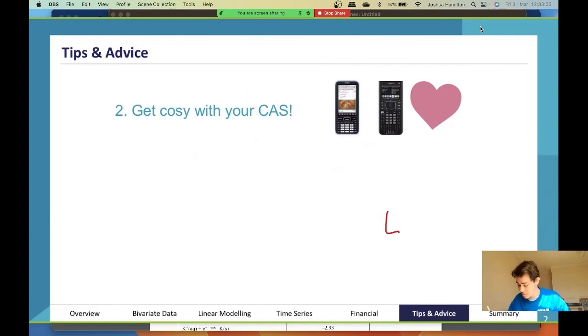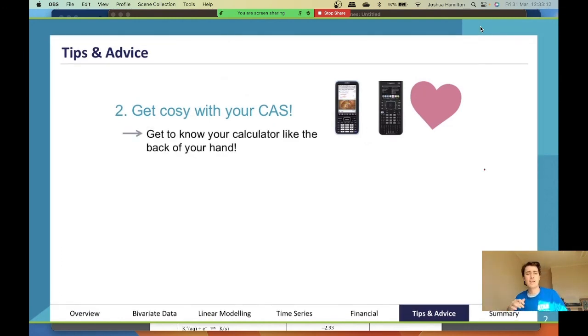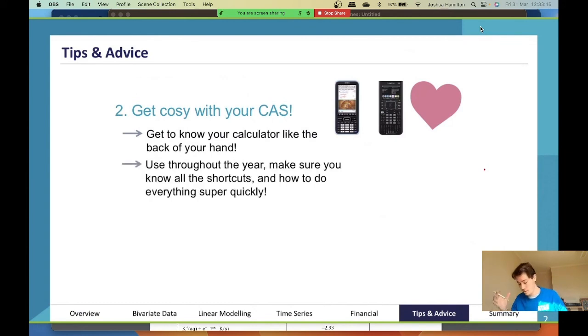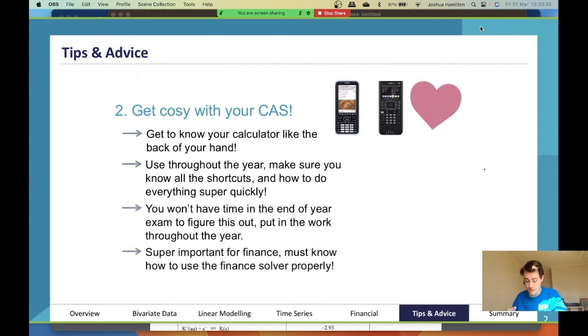I think this is really, really important. Your Casio is going to be your best friend, and your Casio is going to have all your answers for you. So get to know your calculator like the back of your hand, know how to use things, all the shortcuts, everything. If there are things that you always forget how to do on your Casio, write out instructions in your summary book. Write them out and say, all right, this is what I actually need to be able to do. This is how I go through it. Step 1, step 2, step 3, step 4, and go about it that way.